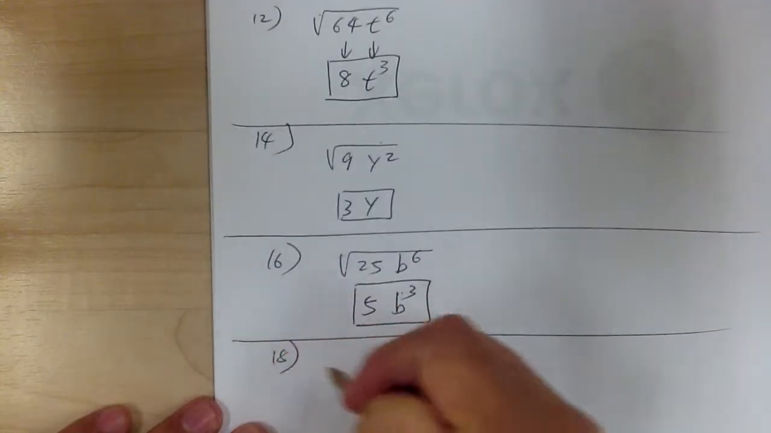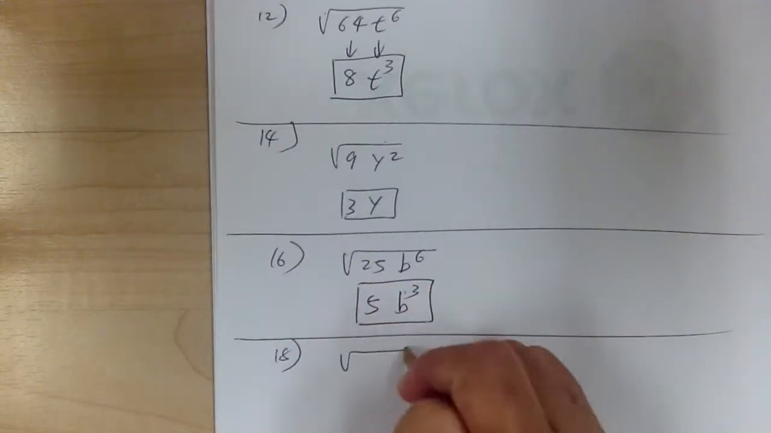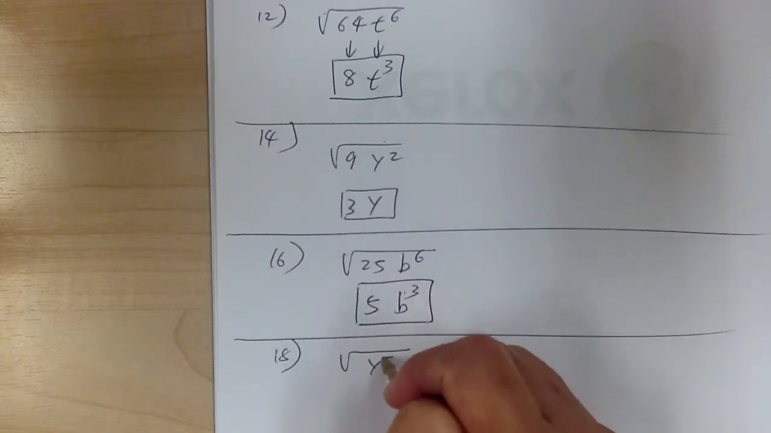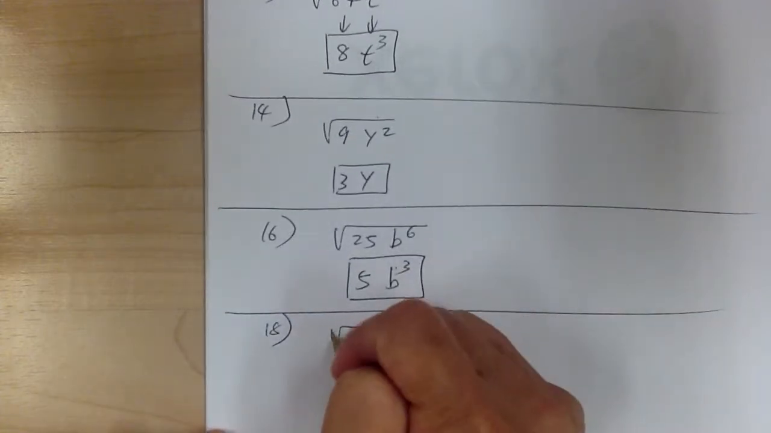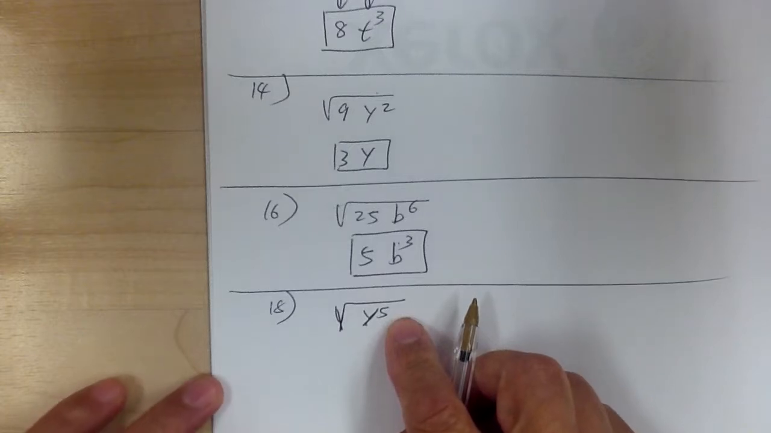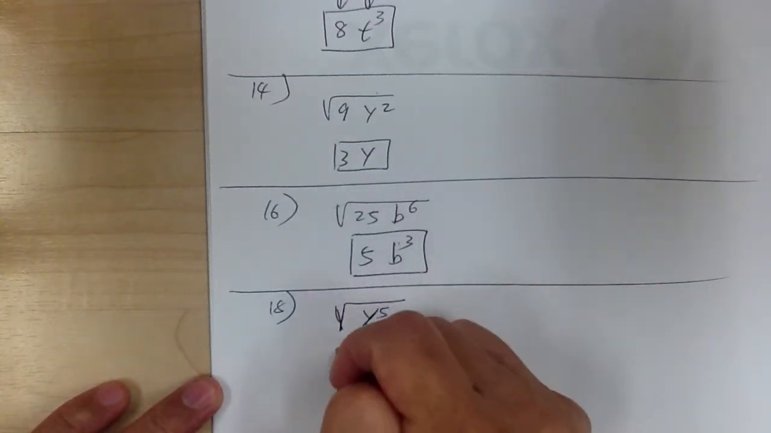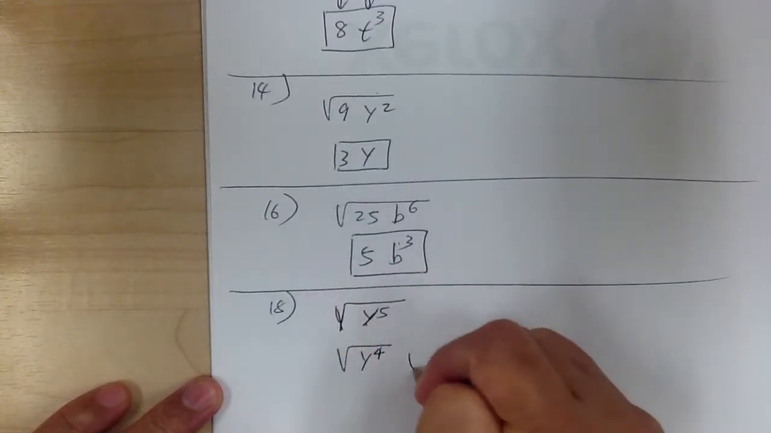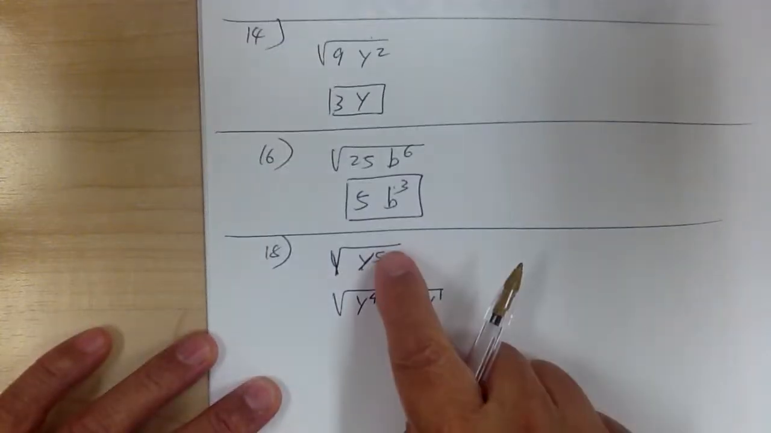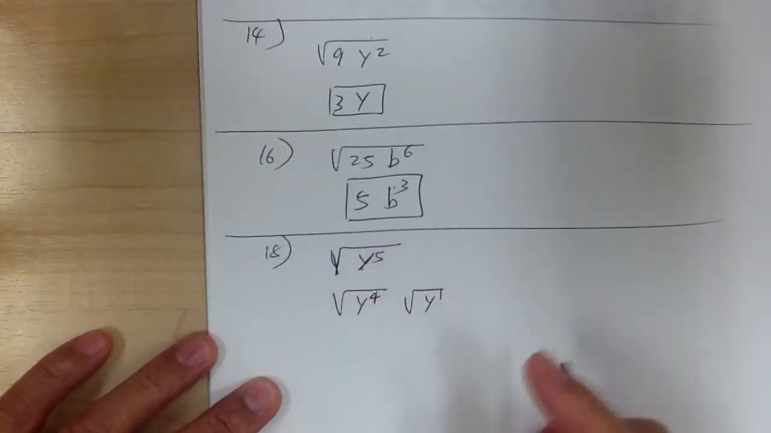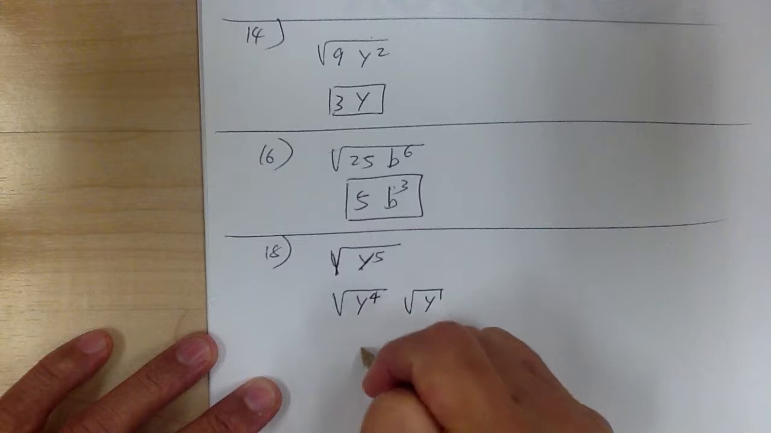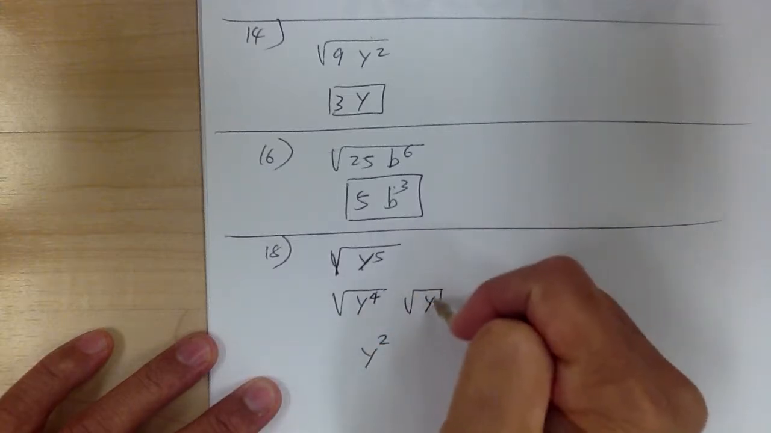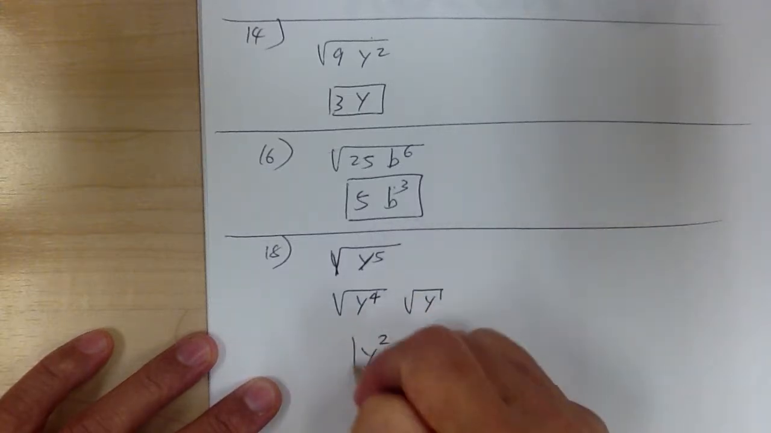Let's go to 18. You have square root of y to the 5. This one does not simplify exactly, so you need to break into 2 parts. Make it y to the 4 and y to the 1. So square root of y to the 4 would be y squared, and this one is the leftover, so it would be square root of y.